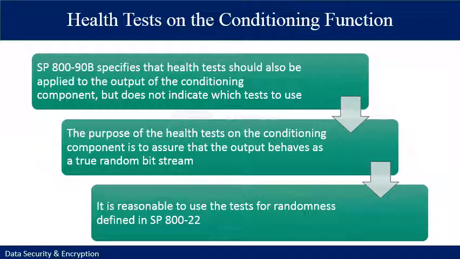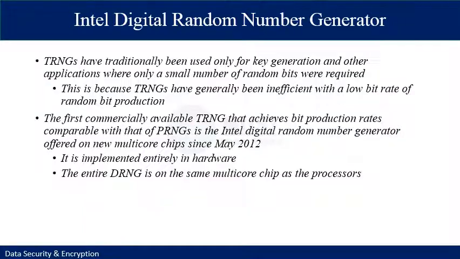Health tests on the conditioning function: NIST specifies that the health test should also be applied to the output of the conditioning component, but does not indicate which tests to use for the output. The purpose of the health test on the conditioning component is to ensure that the output behaves as a true random bit stream, and it is reasonable to use the tests for randomness defined in the NIST standard SP 800-22.